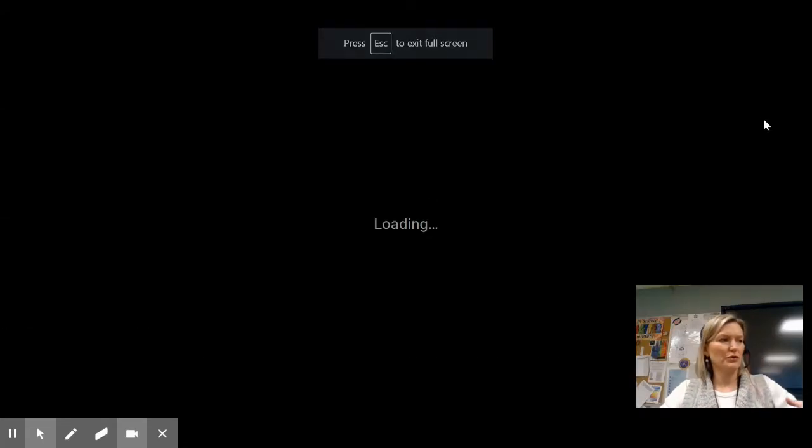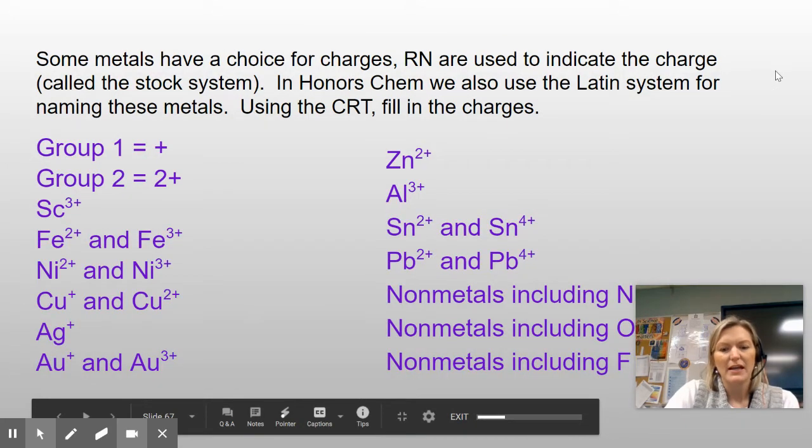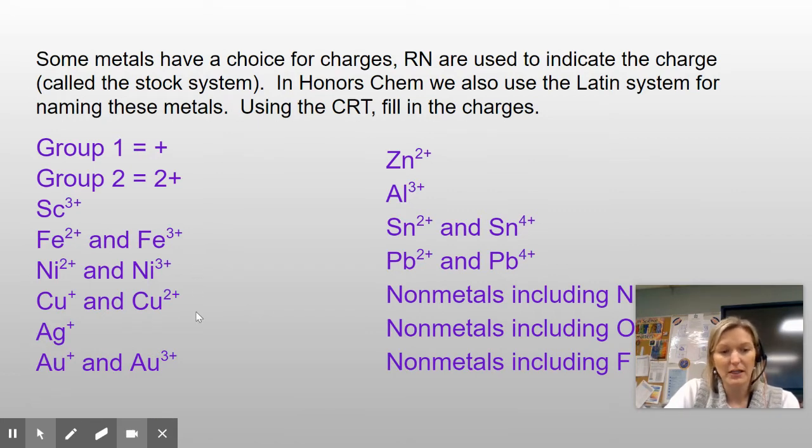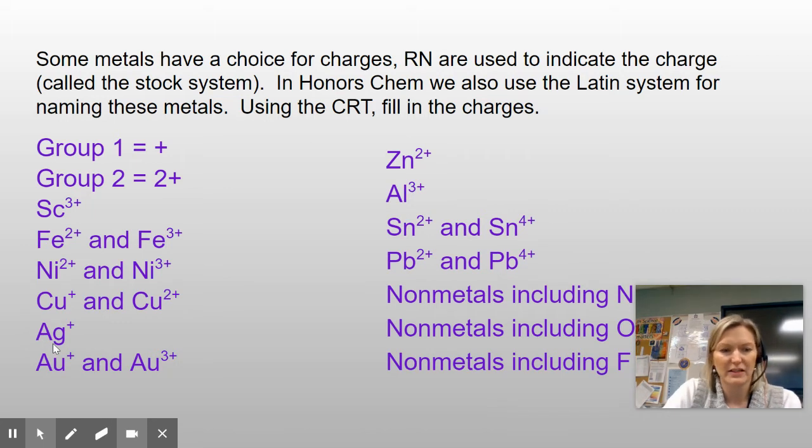Welcome back. So you just finished using your New York State reference table to write down all your information, and let's see if you have it right. So your group 1 are always +1, your group 2 are always +2, scandium +3, iron can be 2 or 3, nickel can be 2 or 3, copper can be 1 or 2, silver always 1. It does not have a choice.